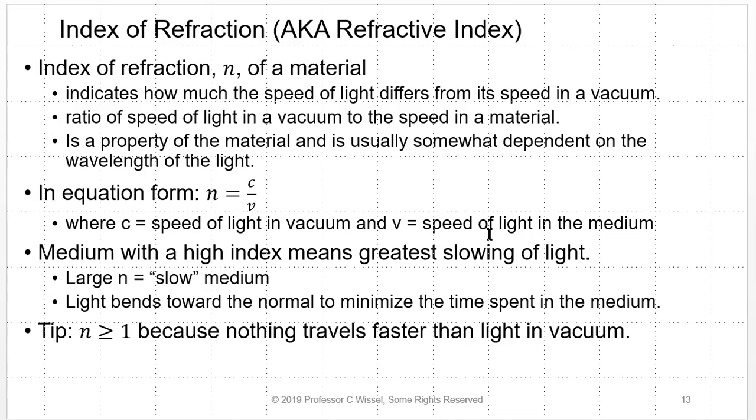n is always greater than or equal to 1 because v is always less than or equal to c. A medium with a high index means the light slows down. So large n is a slow medium, and light will bend toward the normal to minimize the time it spends in that medium. Now, n is greater than or equal to 1 because nothing travels faster than light in vacuum. You want to remember this. If you get a trick question where you calculate it and n is less than 1, the answer is you can't have that.